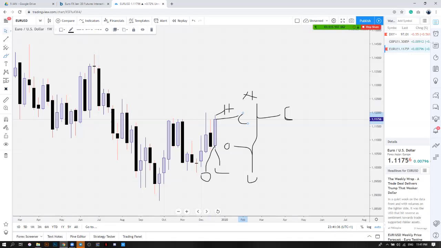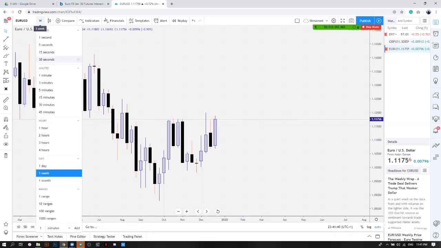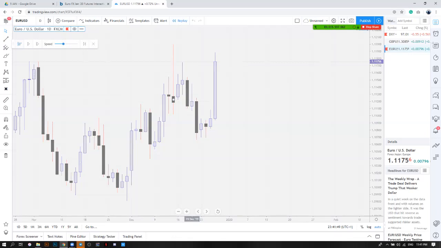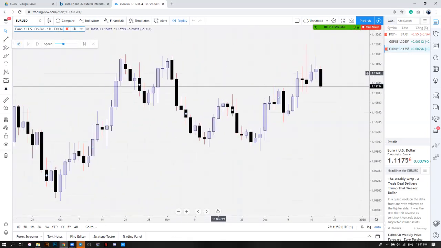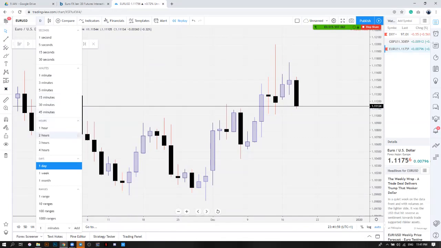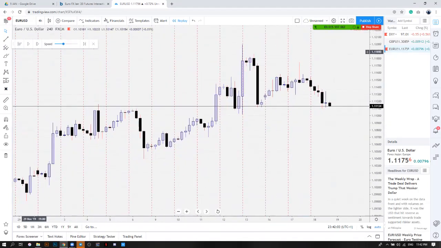Perfect. So let's clear everything and look at Euro USD. Let's go to a daily time frame. 1, 2, 3, 4, 5. Play them. So what we're going to do now is we're looking for levels where the market could trade into.